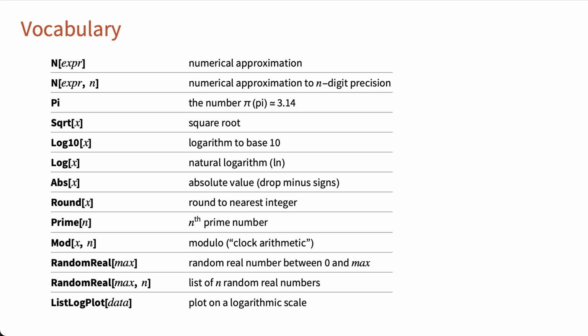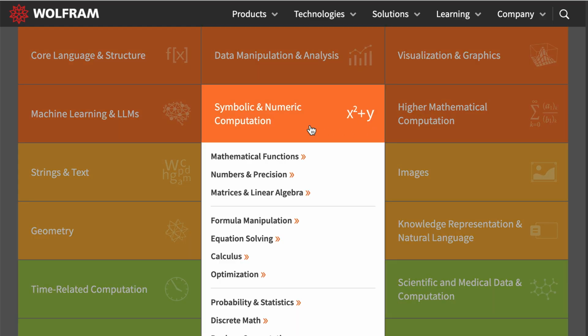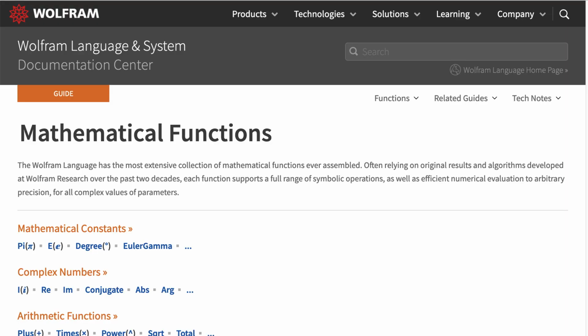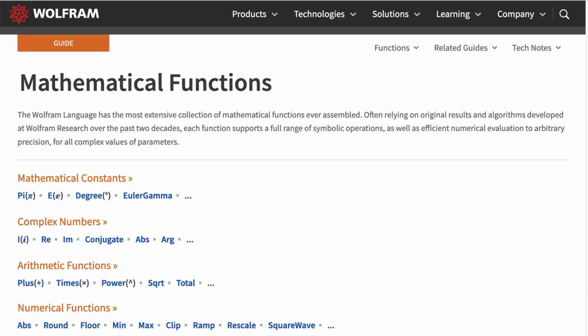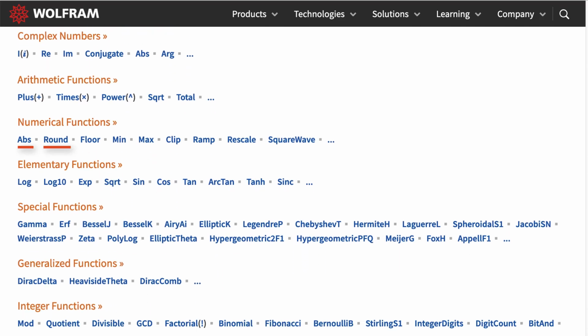You can find more information about numbers by opening the Wolfram Language and System Documentation Center, clicking the Symbolic and Numeric Computation button, and then choosing Mathematical Functions or Numbers and Precision or other items from the menu that pops up. For example, choosing Mathematical Functions brings up this page, which includes links to information about mathematical constants like Pi, and links to documentation for the absolute value function, and the Round function, and the square root function, and logarithms, and a long list of other more specialized functions that operate on numbers.